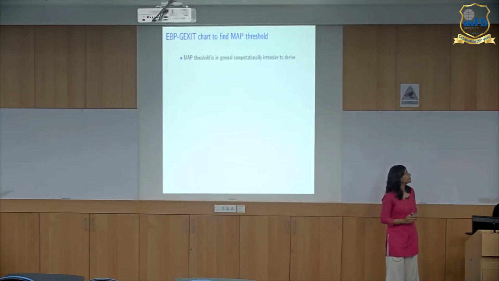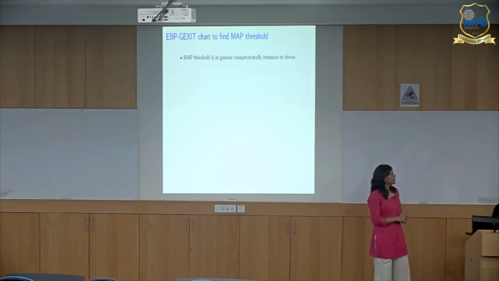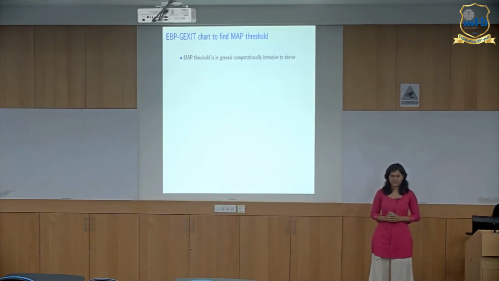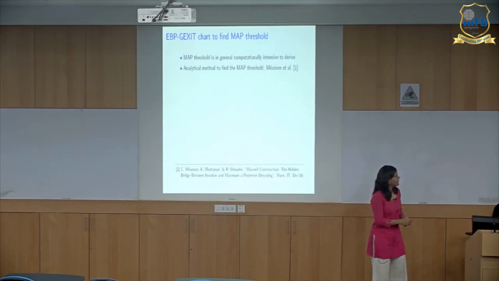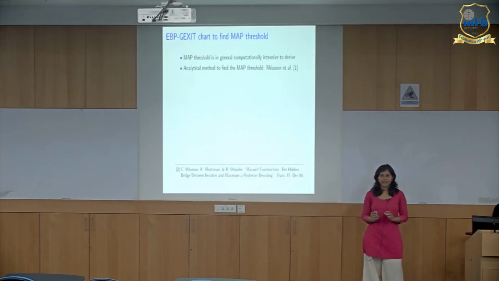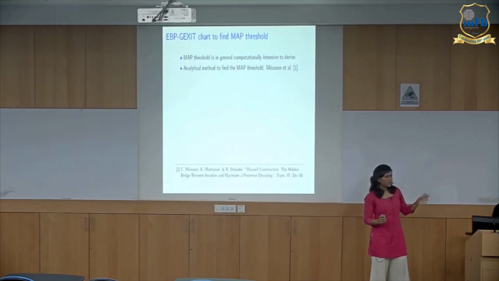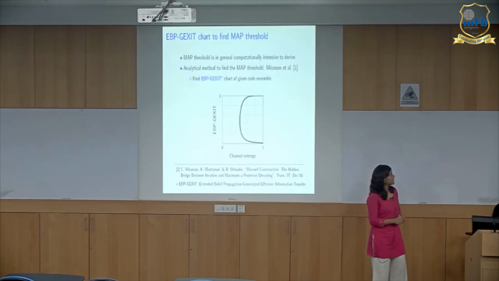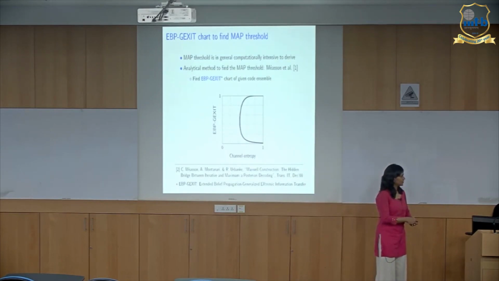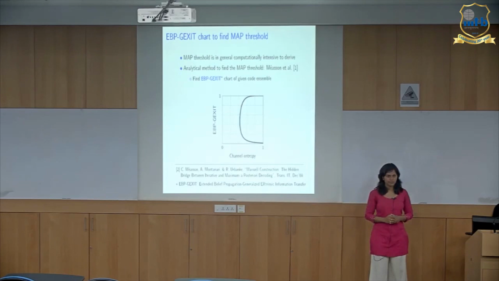Well, the bad news is that finding this MAP threshold is in general known to be computationally intensive. It's not possible to find easily. And the good news is Measson and other people have given an analytical method to find this MAP threshold. Now, what is this analytical method? It's a very simple method. I'll just have to introduce one chart. This chart is called the EBP-GEXIT chart. EBP-GEXIT stands for Extended Belief Propagation Generalized Extrinsic Information Transfer chart.